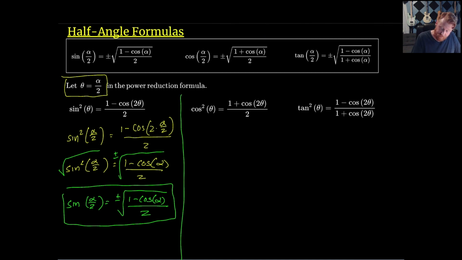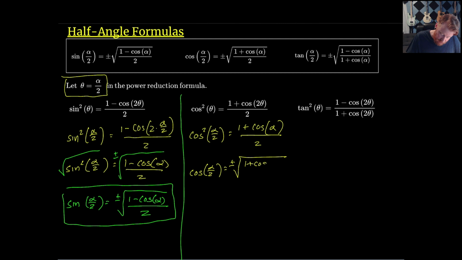Now we will do cosine. It will be a very similar process. So we're looking at cosine squared of alpha over 2, and this will give us 1 plus the cosine of just alpha. Just like last time, we multiply 2 times alpha over 2 to get alpha, I'm just skipping that step, all over 2. Then we'll take the square root of both sides, and we'll get that the cosine of alpha over 2 is equal to plus or minus the square root of 1 plus cosine alpha all over 2. So there is our half angle formula for cosine.